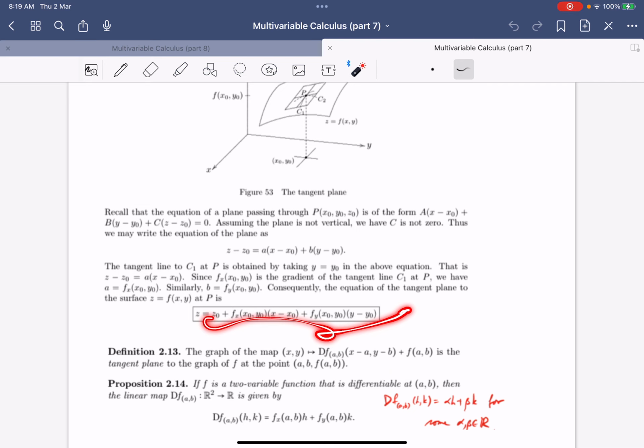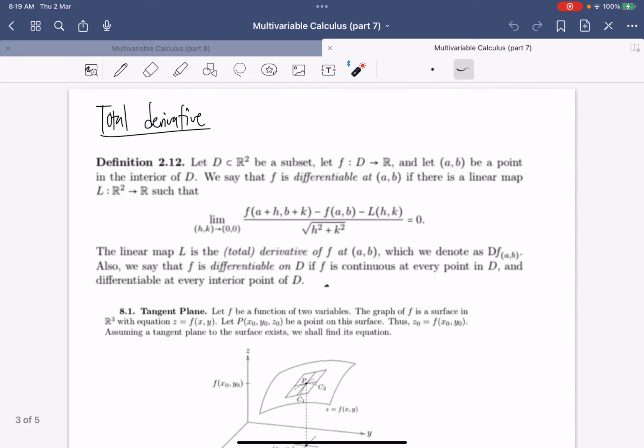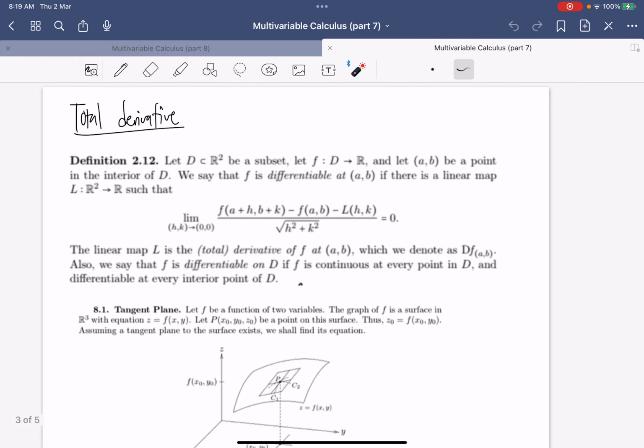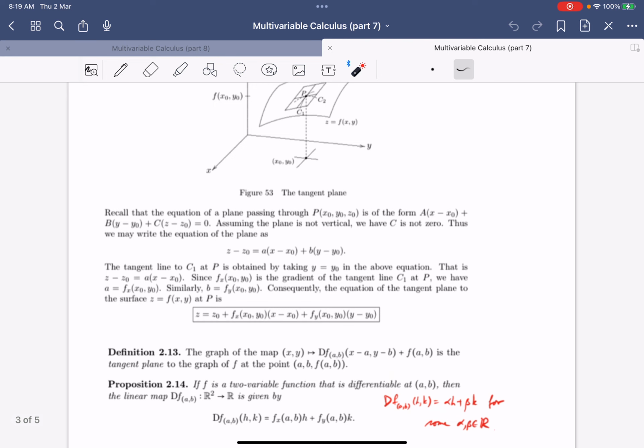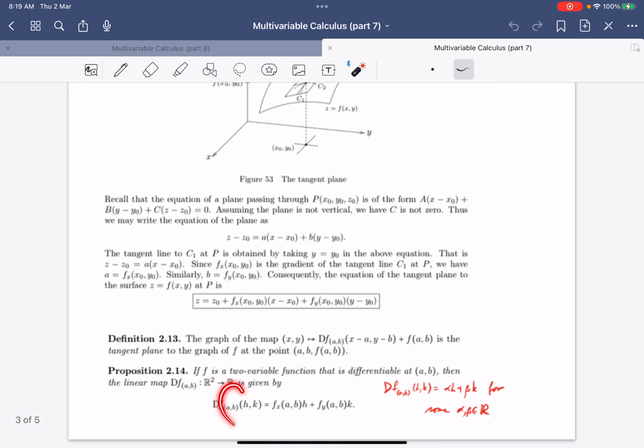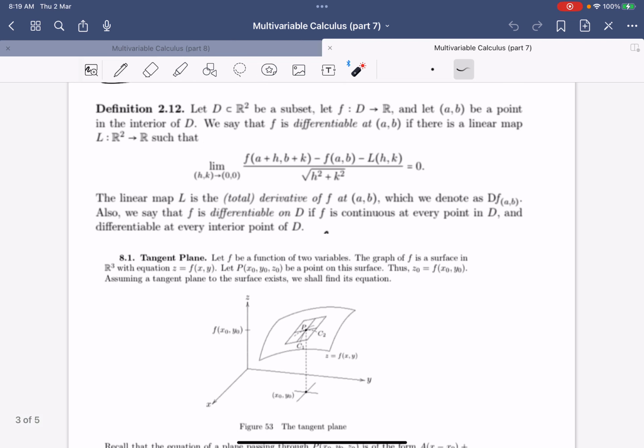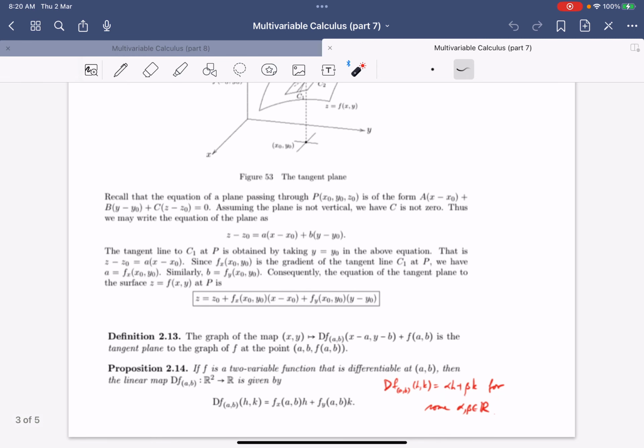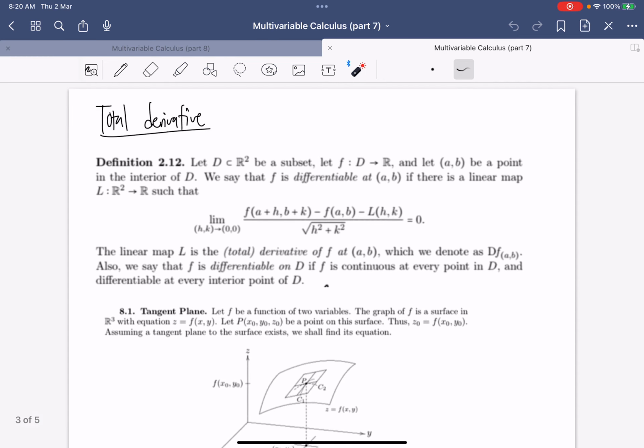And because of this equation, you can find the total derivative of this, because you can now shift everything here to the other side and divide throughout by the square root of h squared plus k squared. And you see that the linear map that we want is actually this portion over here. So it should be clear that the linear map will just be given by the span of the partial x and the partial y.